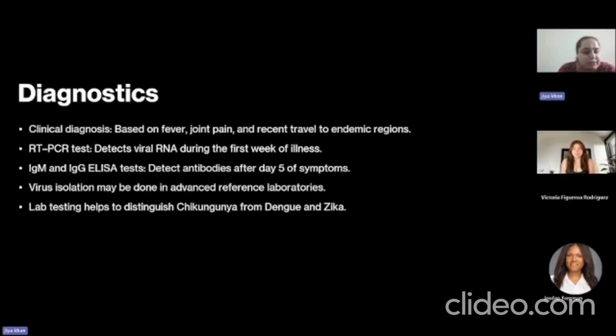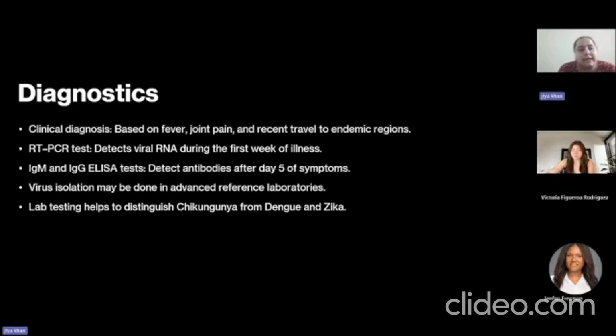PCR testing can detect the virus during the first week of illness, while antibody testing like IgM and IgG ELISA shows up after a few days as the immune system reacts. And in specialized labs, the virus can be isolated from blood samples.